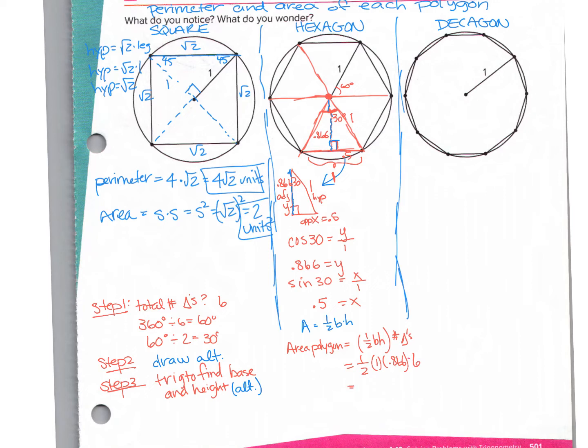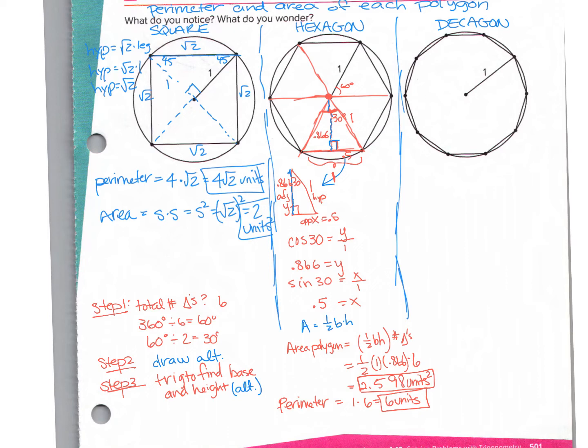So now I'm going to put 0.5 in my calculator, I'm going to put my 0.866 in my calculator, and I'm going to put my 6 in my calculator, and I'm going to get 2.598 units squared. That's my area, and I haven't done my perimeter yet. I'm going to take my side length of 1, and I've got 6 sides, so my perimeter is 6 units for this triangle.